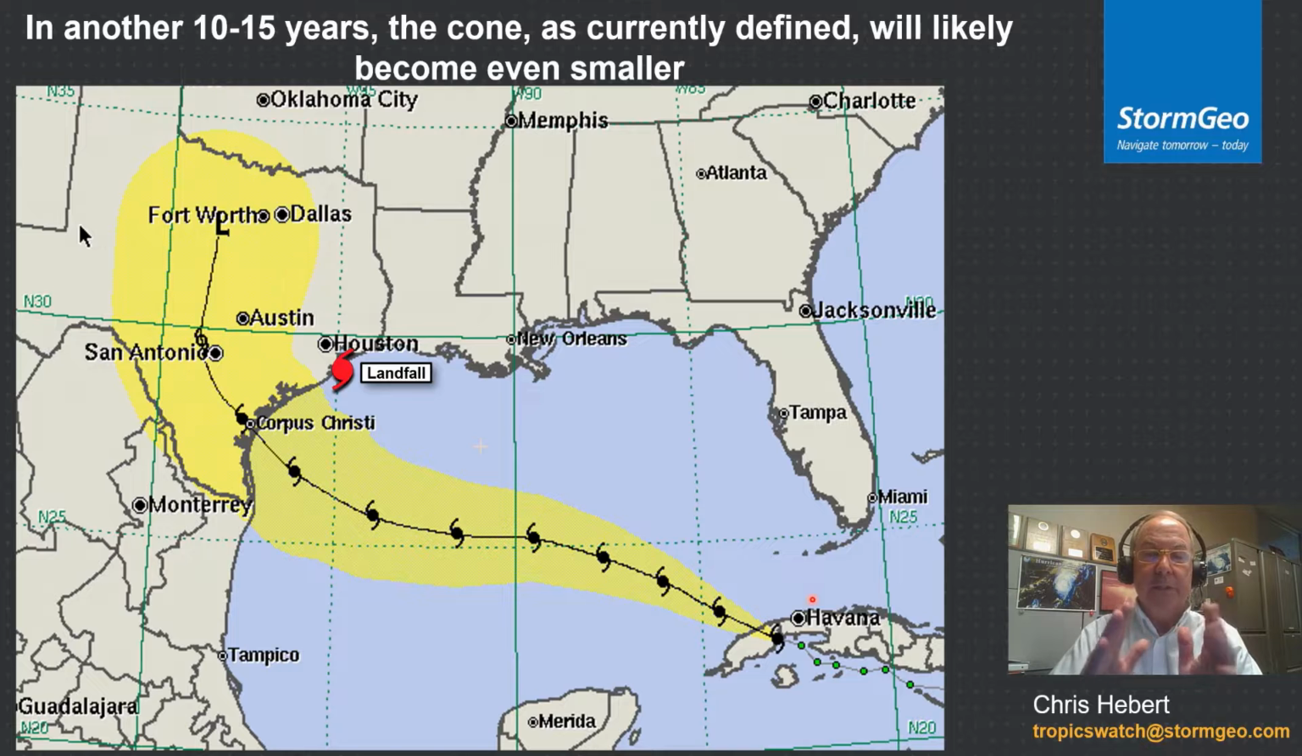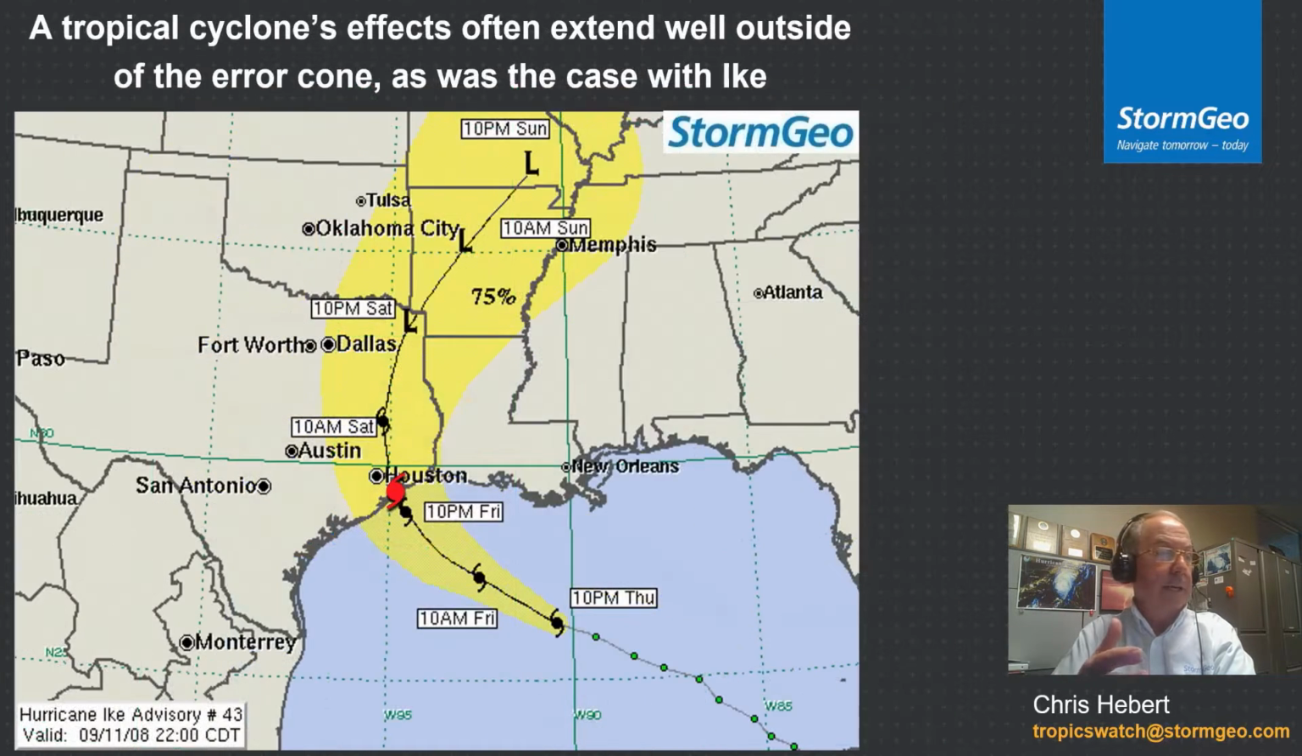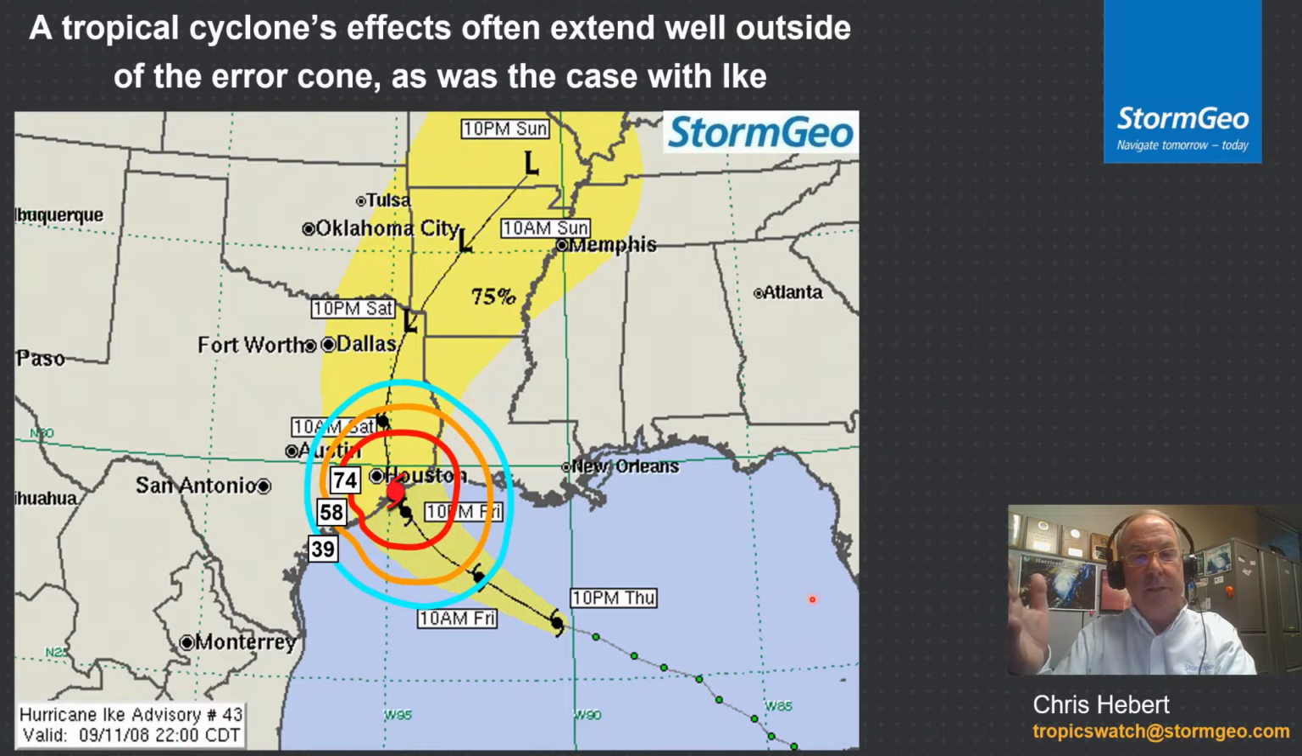So the cone is continually shrinking in size as we get better at forecasting each season. Every year it shrinks a little bit, and eventually it's going to be a lot smaller. And the effects of the storm are going to be occurring well outside the cone. They already are occurring outside the cone. Let's take a look at the case with Ike. Hurricane force winds all the way to Lake Charles, well outside the cone. So just because you're outside the cone doesn't mean that you're outside of the risk of potential impact from the storm. So you cannot use this error cone as a predictor of whether or not you're going to be impacted by a storm.